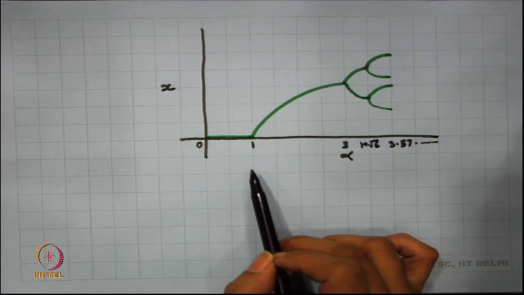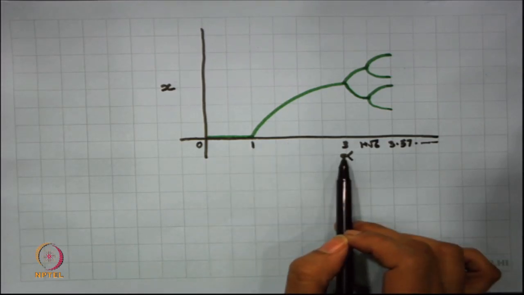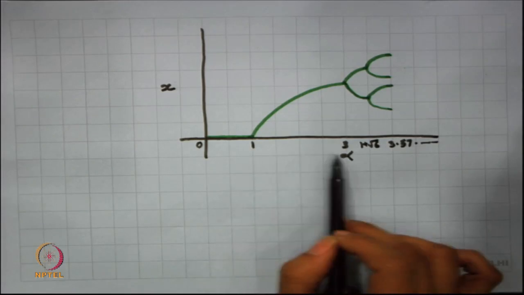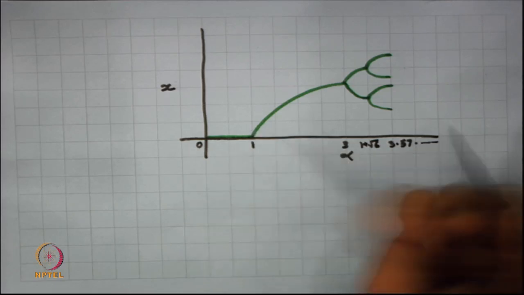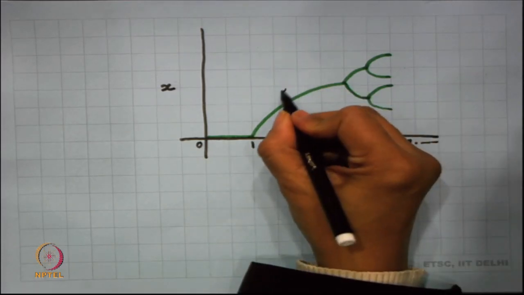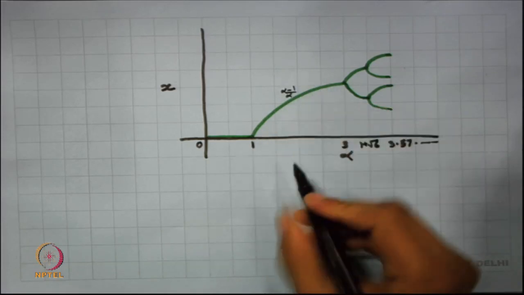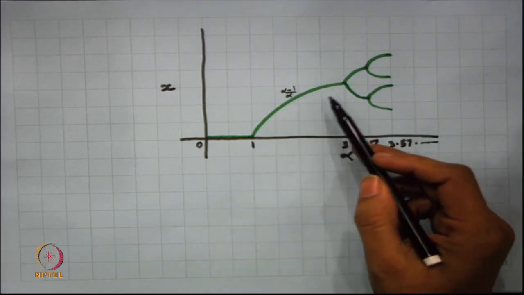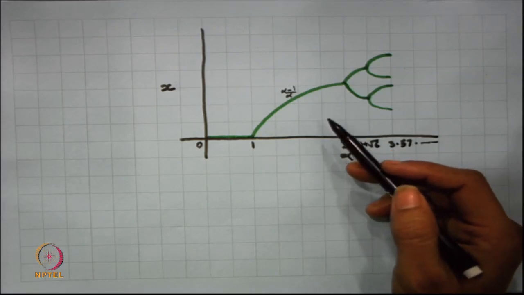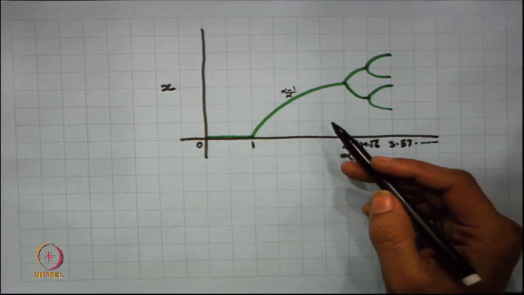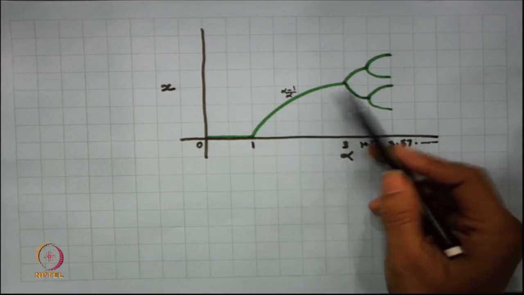What happens when your alpha varies from 1 to 3? As alpha varies from 1 to 3, you find that there is only one fixed point which is attracting, and that fixed point is alpha minus 1 by alpha. So, alpha minus 1 by alpha is the only fixed point which is attracting. So, at infinity you can see only this fixed point, because all other orbits would have collapsed to this particular fixed point.